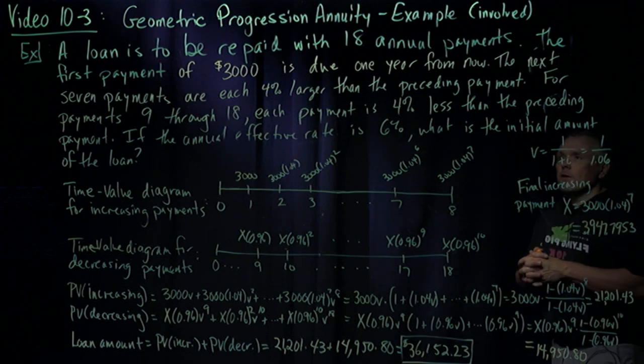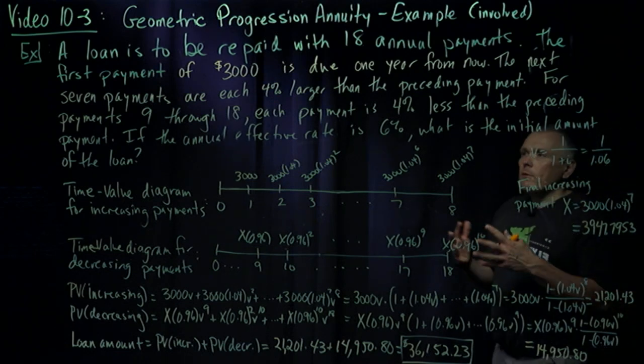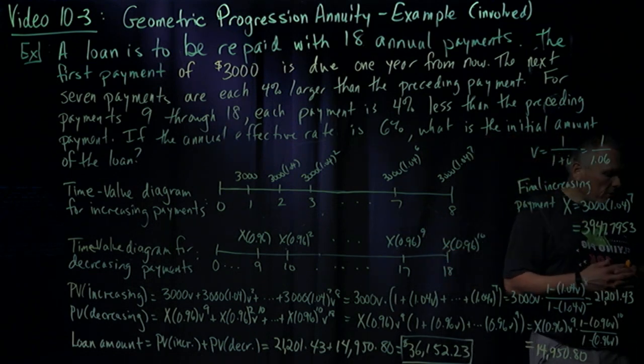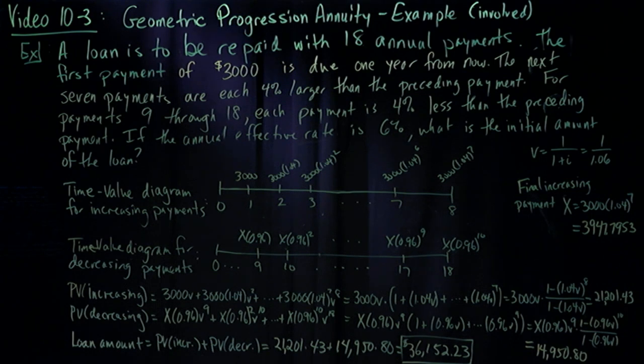All right, in this video we're going to do a problem with an example with a geometric progression annuity that's a little bit more involved than the previous video. I'll step off here and let you have a chance to pause so you can write things down.